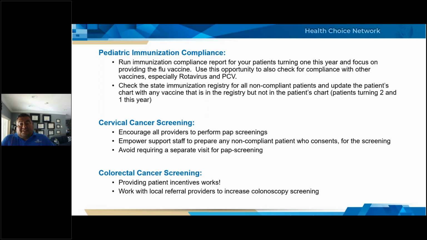So for the pediatric immunization compliance, consider running the immunization compliance report for your patients turning 1 this year and focus on providing the flu vaccine. The flu vaccine, we know, is a 2-part vaccine, and it's actually one of the hardest ones to get for your kids. Use this opportunity to also check for compliance with other vaccines, especially the rotavirus and the PCV. Check and double check the state immunization registry for all non-compliant patients and update the patients' charts with any vaccine that is in the registry but not in the patient's chart.